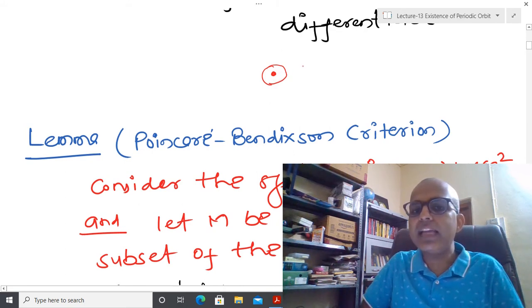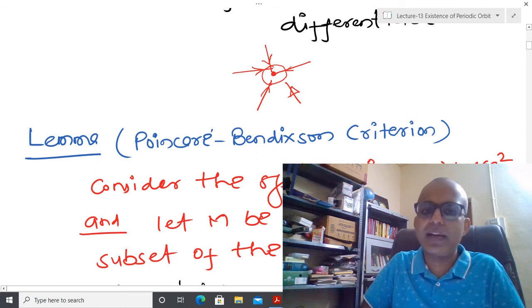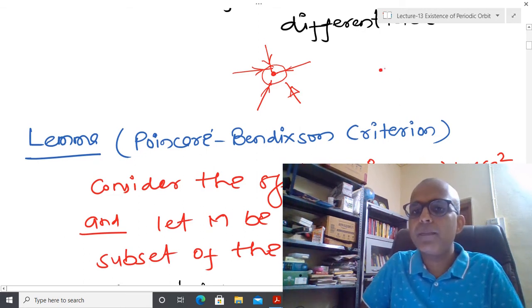Either all trajectories starting nearby an equilibrium point converge towards this equilibrium point in some way. I have just drawn this kind of vector field, but it might be possible to have a different vector field also. But the second thing is that if you start nearby, it might be possible that you diverge. So I have two things.